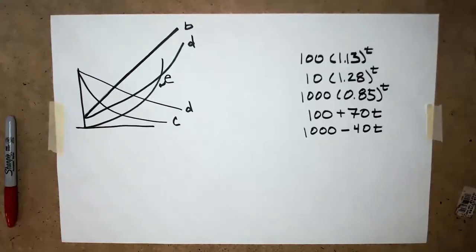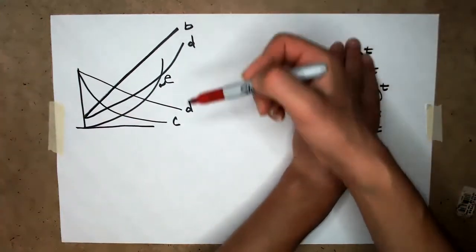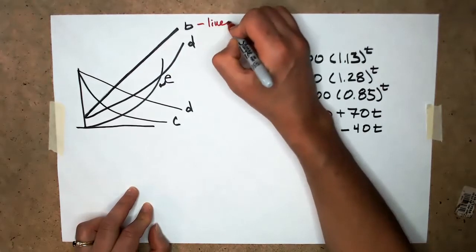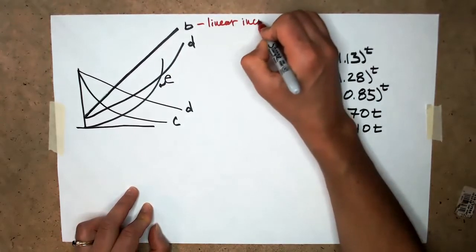Let's look at problem 2. This is a matching problem which asks you to relate the shapes of graphs to the shapes of the equation. So before I even look at the equations, I just want to look at these graphs. I know that B is linear and increasing.